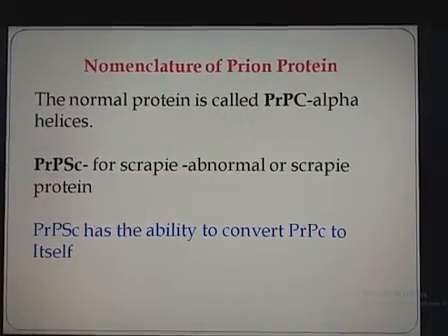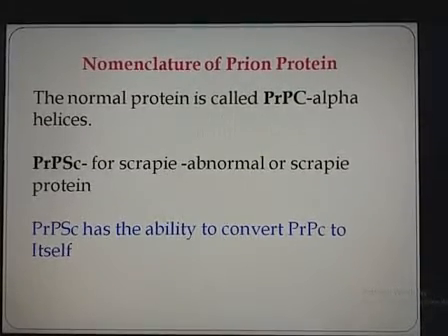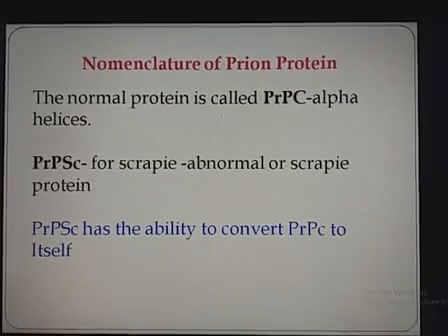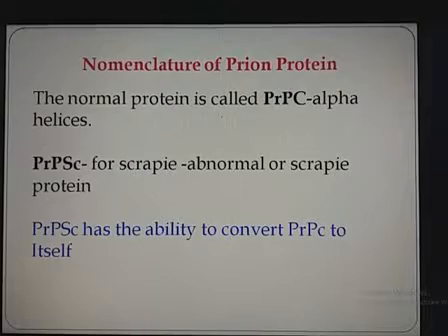Now the nomenclature of the prion protein. The normal prion protein is also called PrPC, and the mutated or abnormal form is known as PrPSc, for scrapie. What is this scrapie? I will come to it later on.